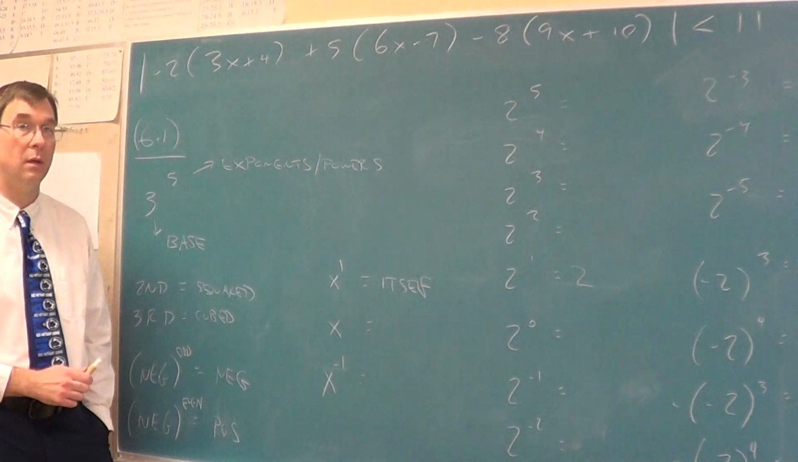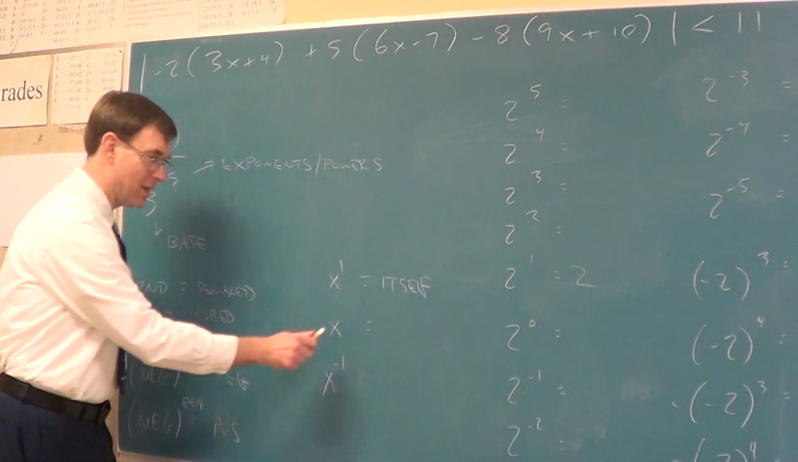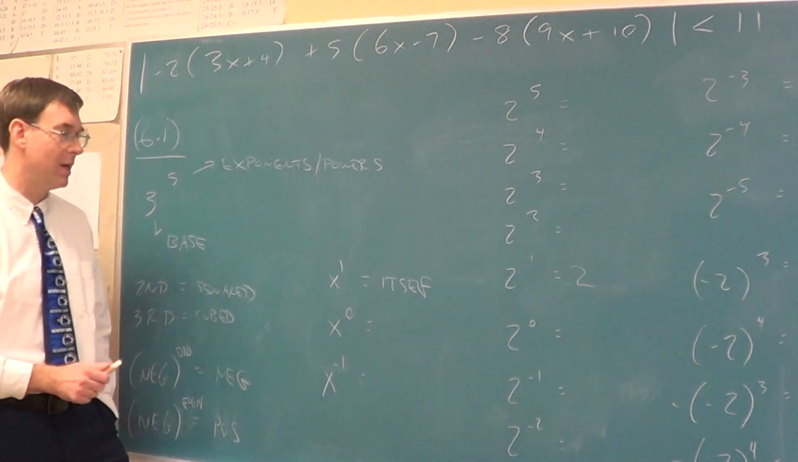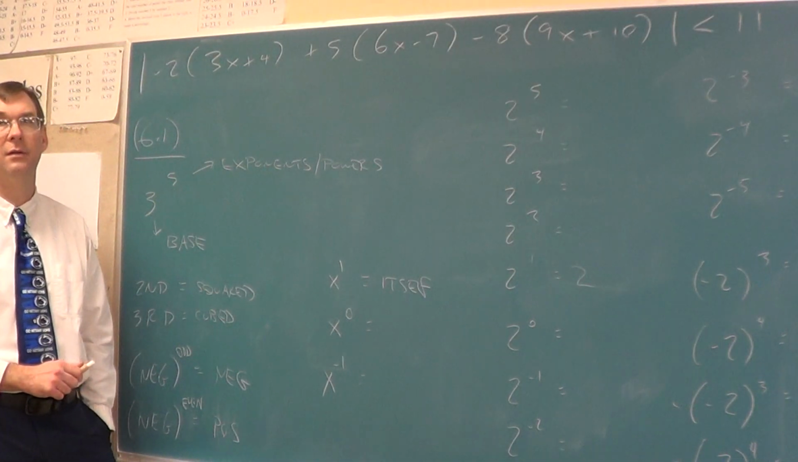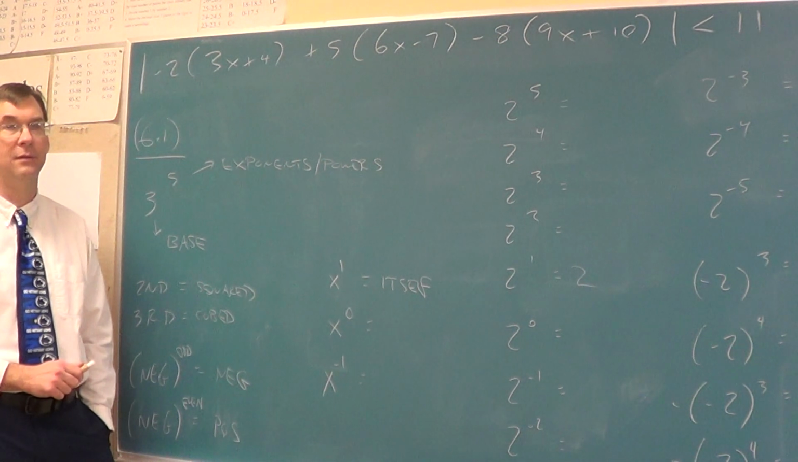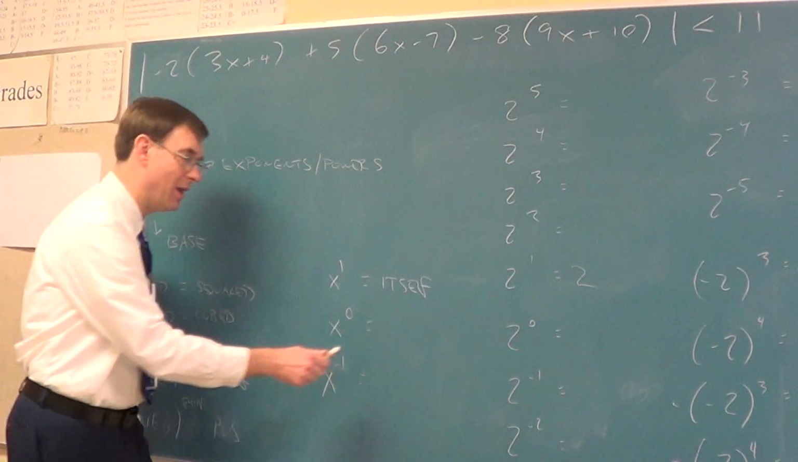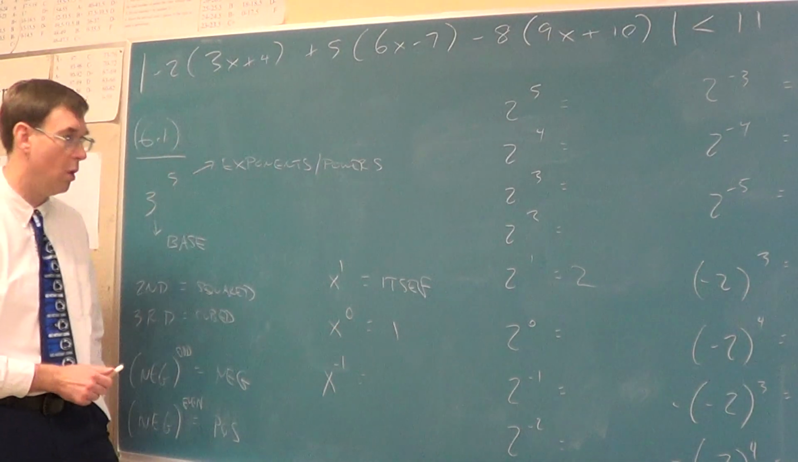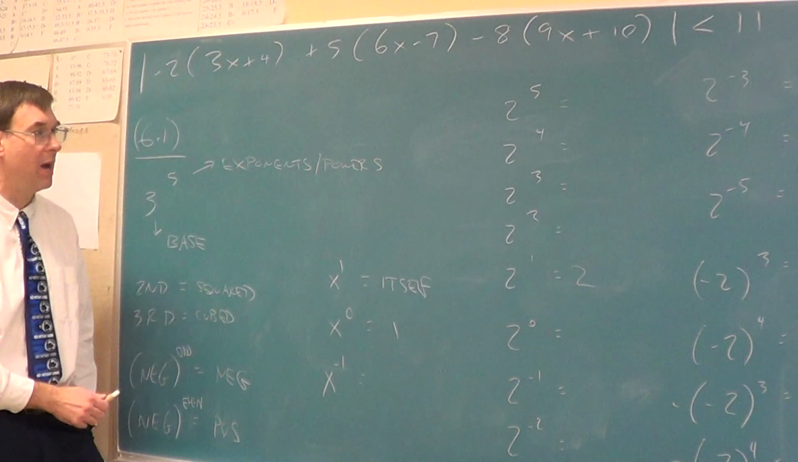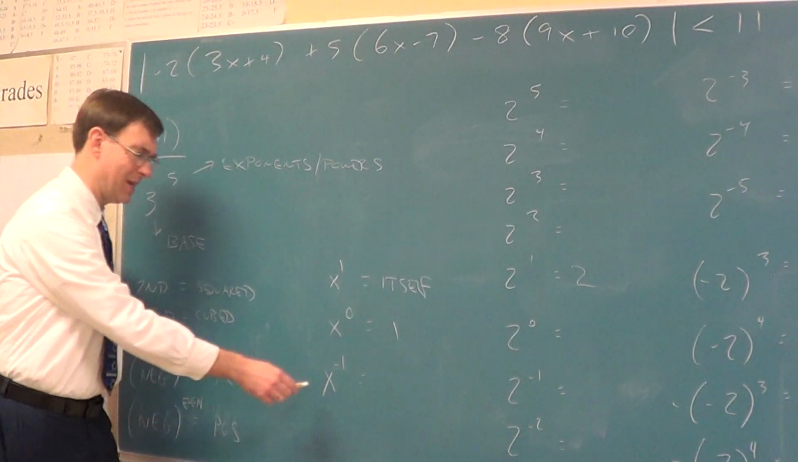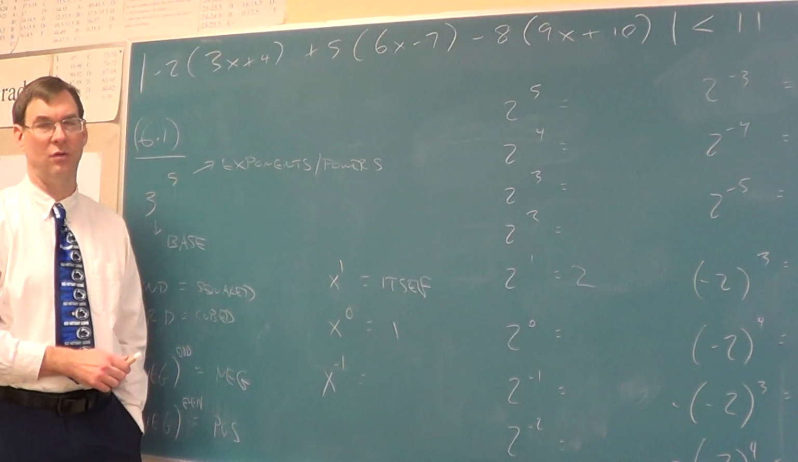Anything to the power of 0 will be 0? Anything to the power of 0 is something, but it isn't going to be 0. It won't be itself. Is it 1? It is 1, and I'll explain why in just a moment when I build this big pile of numbers over there. Does anybody remember what negative powers do?